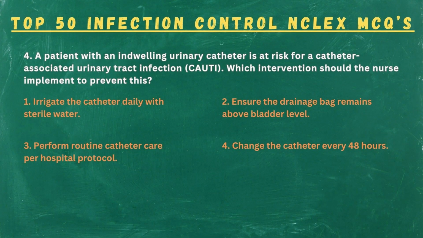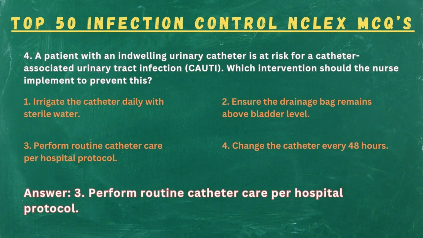4. A patient with an indwelling urinary catheter is at risk for a catheter-associated urinary tract infection, CAUTI. Which intervention should the nurse implement to prevent this? 1. Irrigate the catheter daily with sterile water. 2. Ensure the drainage bag remains above bladder level. 3. Perform routine catheter care per hospital protocol. 4. Change the catheter every 48 hours. Answer: 3. Perform routine catheter care per hospital protocol.